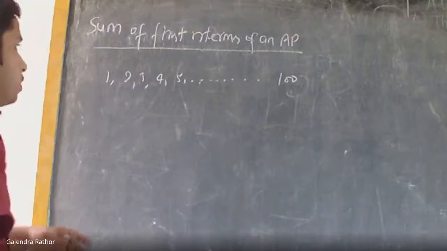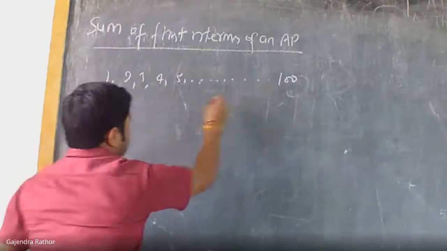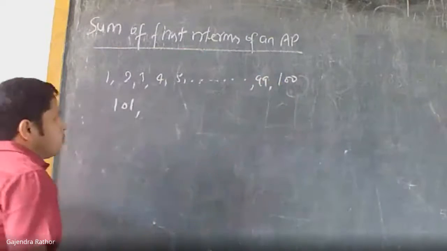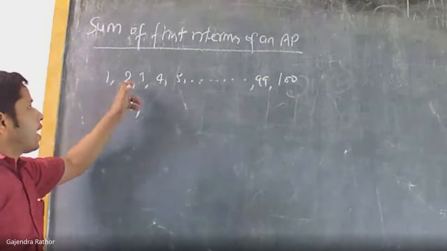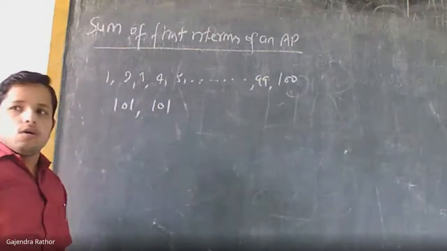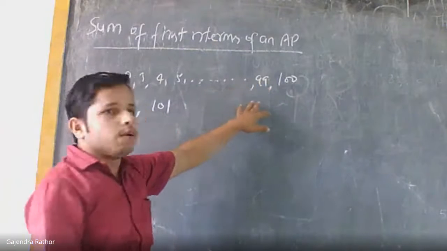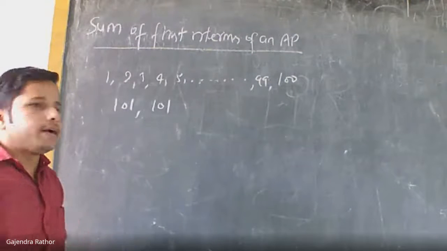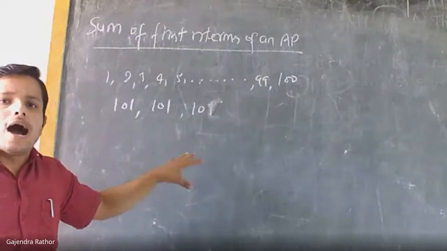Let's see. Now, what is the sum of numbers 1 and 100? This is 101. Okay, the sum of the first number and the last is 101. Again, the sum of 2 and 99 is also 101. Again, the sum of 3 and the third number from the last, that will be 98. What is the sum of 3 and 98? This is also 101.